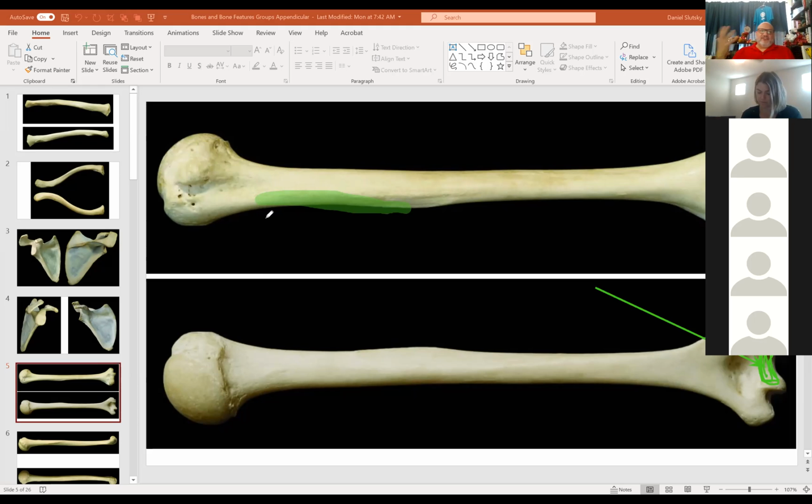The hyoid has a ton of features, but how many are you responsible for on the exam? How many bone features of the hyoid are you responsible for? None. The vomer has a ton of bone features. How many are you responsible for on the exam? Just none.